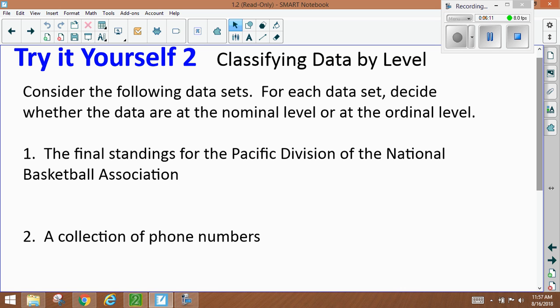Yeah, ordinal, because you could arrange it, right? You can arrange it in some sort of way, right? There's actually going to be some numbers, right? Because there's going to be standings, there's going to be first, second, third, all that, right? But what do you think about collection of phone numbers? Nominal, right? It doesn't matter. I mean, there's no way for me to. I guess I could order them.